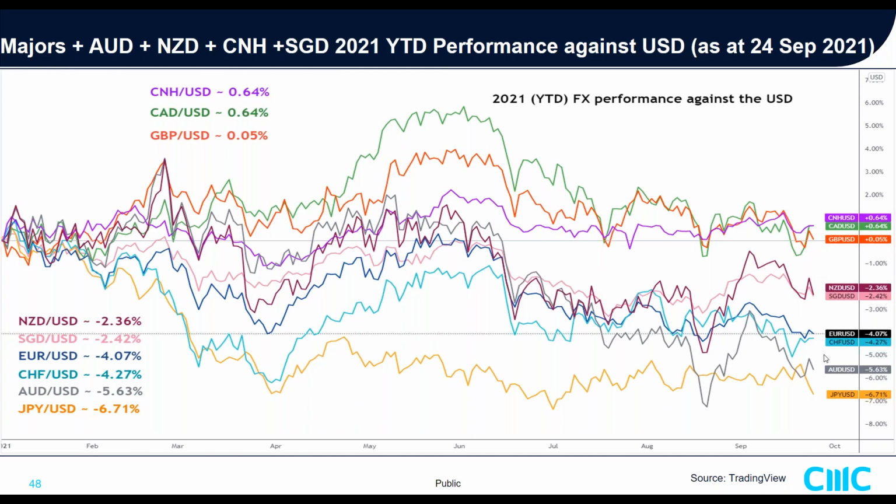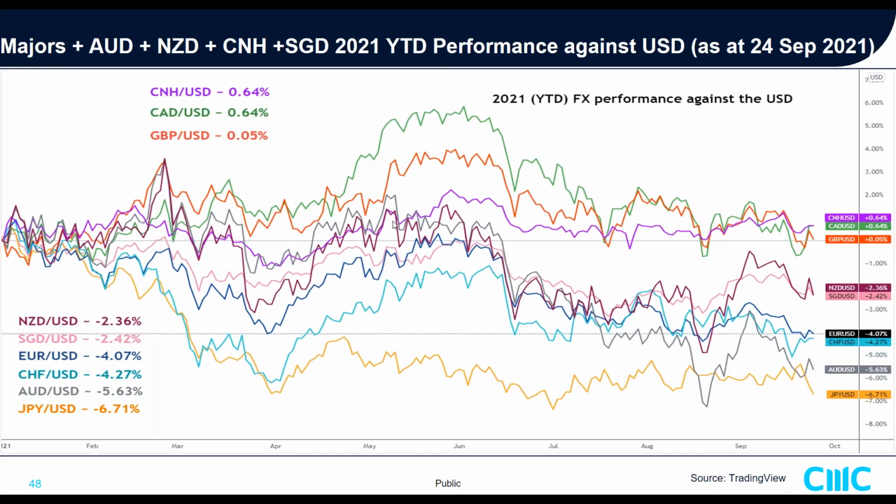The one that is weakest against the dollar will be the Japanese yen at negative 6.71%, followed by the Australian dollar, then you have the Swiss franc. The euro is weak as well, and the Sing dollar is about negative 2%, followed by the Kiwi at negative 2%. So what we could see over here is that in the last 3 months or so, your dollar has been strengthening, not so much, but steadily. That means there's dollar strength that has started to actually show up in the market.